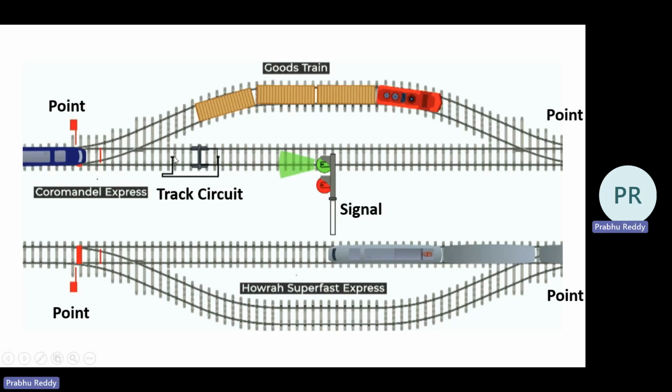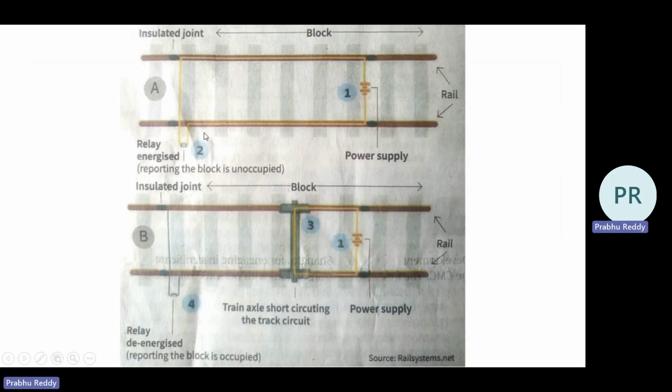Whenever this line does not have a train, at that time this relay is energized. That energized relay will report that the track is vacant, so that a new train can come here. At that time the green light will come. The green light will allow the incoming loco pilot to pass through this straight line. Otherwise it will go through the diverging line. Okay, this is the beauty of these two circuits. Whenever there is no train, it will make this relay energize.